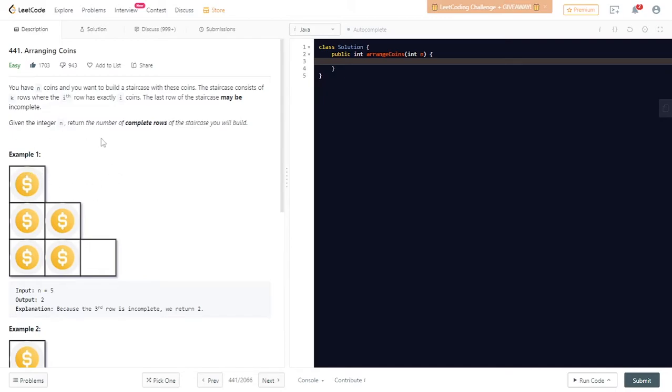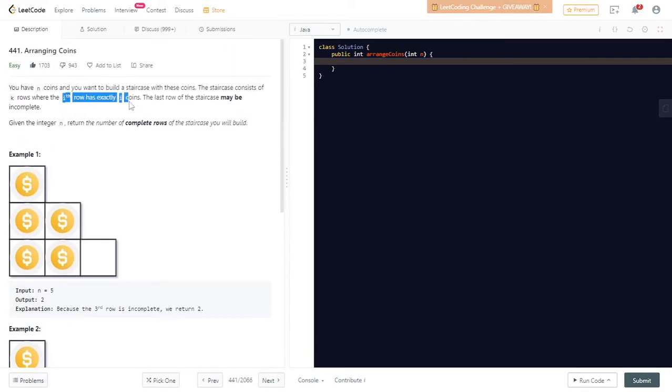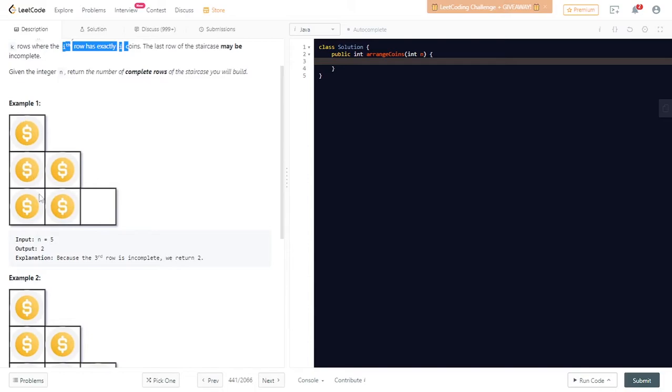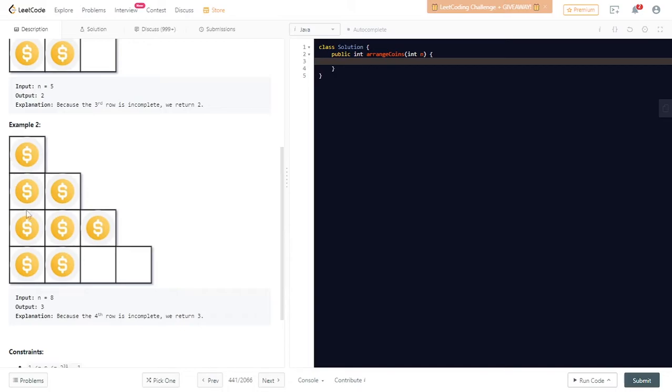Okay, let's see through the example now. So it says that the ith row has exactly i coins. So the first row has 1 coin, second row has 2 coins, third row has 3 coins. So we need to return 2 since the third row is not filled. In this case we will be returning 3 as the fourth row is not filled. So output is 3, and the coins we were given were 8.